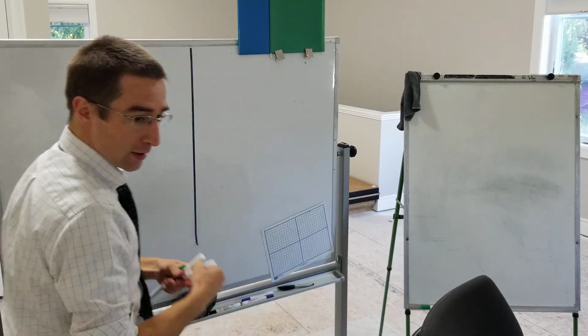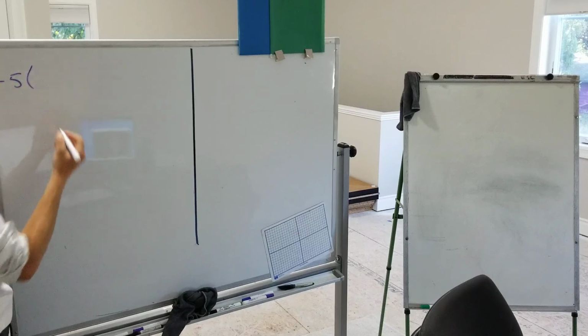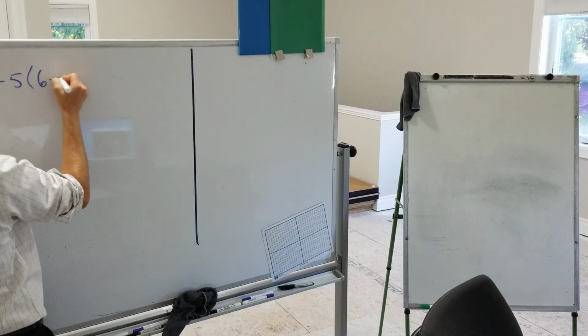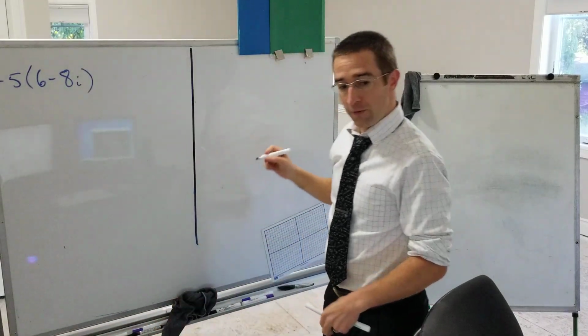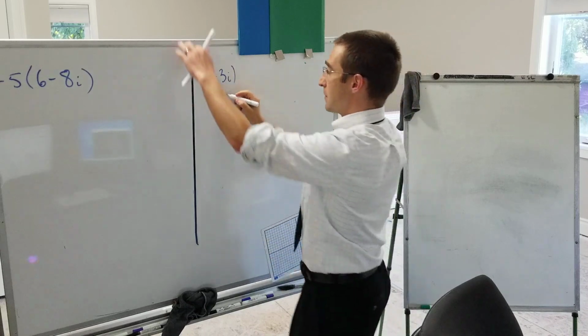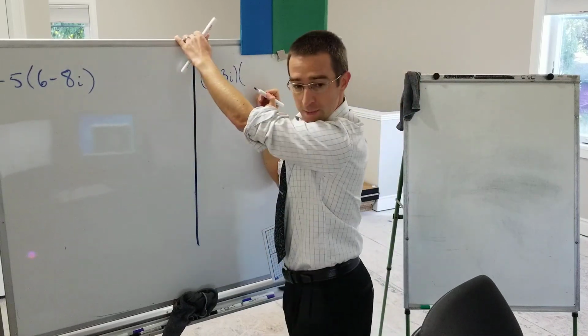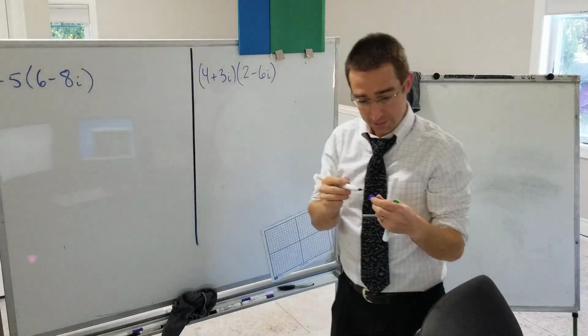Multiply. All right, we have negative 5 times 6 minus 8i. Do that one. We have 4 plus 3i times 2 minus 6i. We're going to multiply both of these.